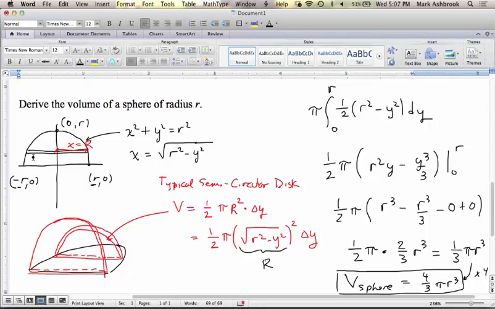Is it better? Yeah. And so then we took the volume of a typical disk, which was 1/2 pi r squared times the thickness of it, delta y, which is right here. And then we added them all up from 0, the largest one here at 0, all the way to r, where it kind of disintegrates into nothing.